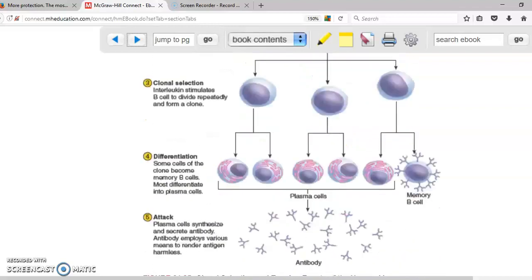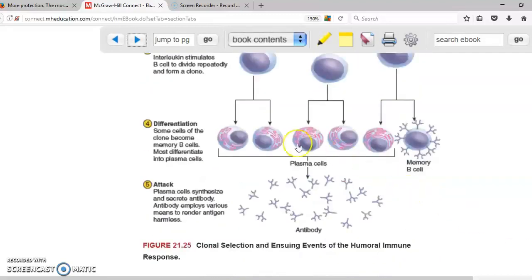What happens with these B lymphocytes? They're going to go through a process of differentiation. After differentiation, these B lymphocytes will turn into plasma cells, and some of them will become memory B cells. The plasma cells will produce the antibody. The response that we call attack. So let's keep scrolling down.